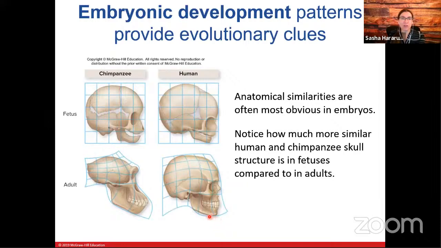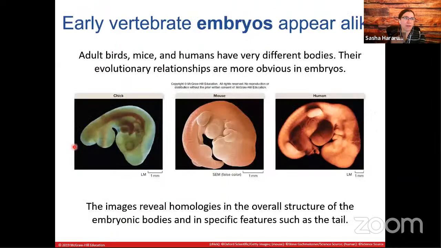And this is because the kinds of genes that are expressed differ between chimpanzees and humans. But overall, the genotype is very similar between chimpanzees and humans, and partly that is why the fetuses look very, very similar. In fact, many vertebrate embryos appear very much alike.